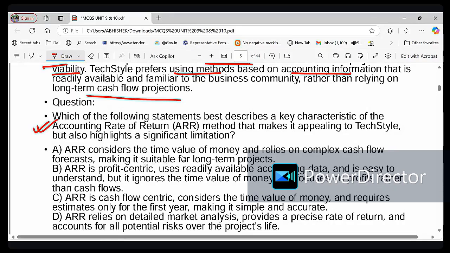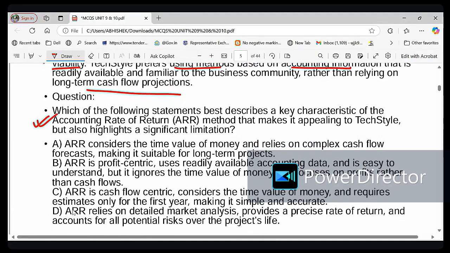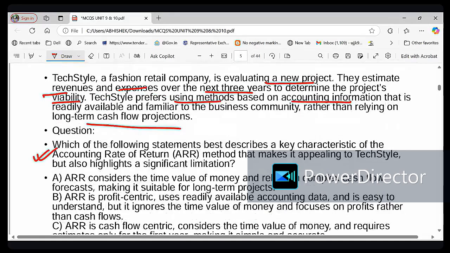Option A, ARR considers the time value of money and relies on complex cash flow forecasts, making it suitable for long-term projects. Option B, ARR is profit-centric, uses readily available accounting data, and is easy to understand, but it ignores the time value of money. Option C, ARR is cash flow centric, considers the time value of money, and requires estimates only for the first year. Option D, ARR relies on detailed market analysis, provides a precise rate of return, and accounts for all possible risks. So this question is about accounting rate of return. If you know it, you can answer it clearly, right?